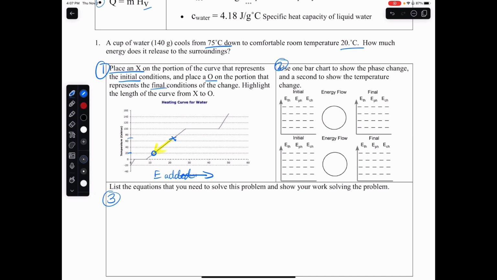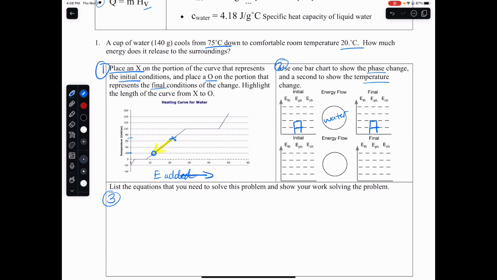Here on the energy bar chart, it says to use one to show the phase change and the other for temperature. So did this problem include a phase change? No, water goes from 75 to 20. It doesn't change phase. So how can we show no change in phase? We would use a phase starting number and keep that number the same. That's how we would show no change in the water. That's our system. And no energy added or left the system that contributes to the phase change.